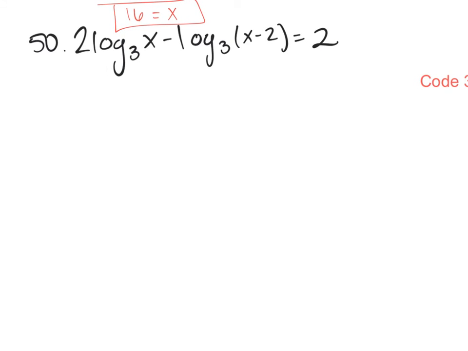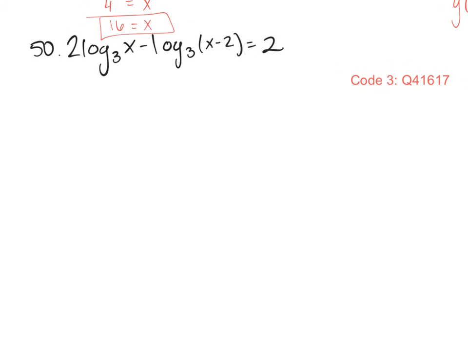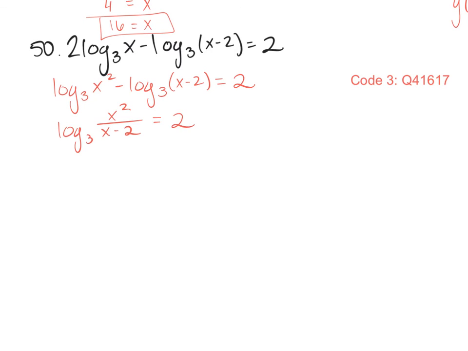For the last one, we're going to look at 50. 50 says 2 times log base 3 of x minus log base 3 of x minus 2 is equal to 2. So I'm going to use the third law of logs to bring that 2 up in the first logarithm. So I get log base 3 of x squared minus log base 3 of x minus 2 is equal to 2. I'm going to use the second law of logs to combine into log base 3 of x squared over x minus 2 is equal to 2.